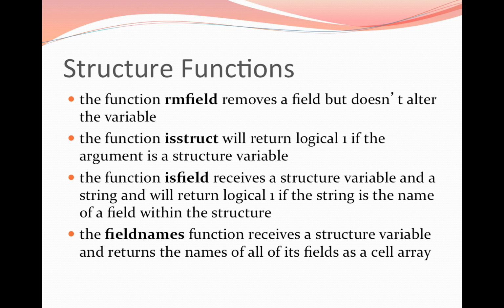There's also a function isfield that will tell you whether something is a field in a structure or not. So it receives two arguments, a structure variable and a string, and it will tell you whether that string is the name of a field within the structure variable. Logical 1 for true if it is, logical 0 for false if it isn't. There's also a fieldnames function. You pass to that a structure variable, and it'll return the names of all of the fields as a cell array. So the reason it's a cell array is because a cell array can store strings of different lengths, and it's likely that the names of the fields within the structure variable are different lengths. So again, fieldnames, you pass a structure variable, it'll give you a cell array storing the names of all of the fields within that structure variable.